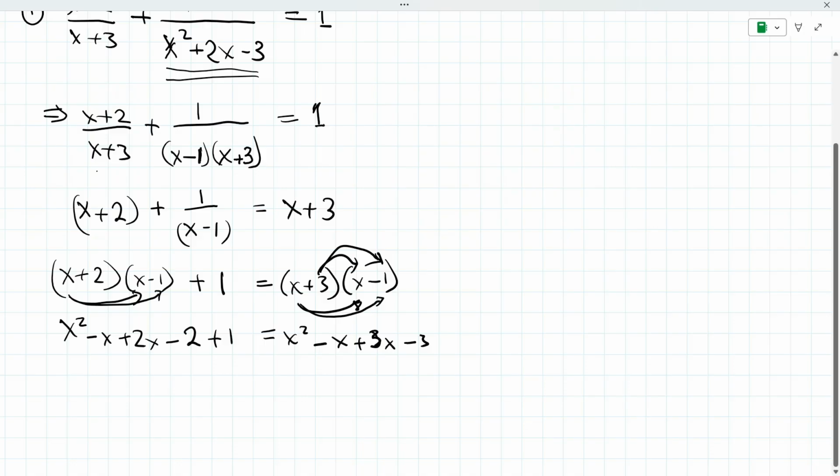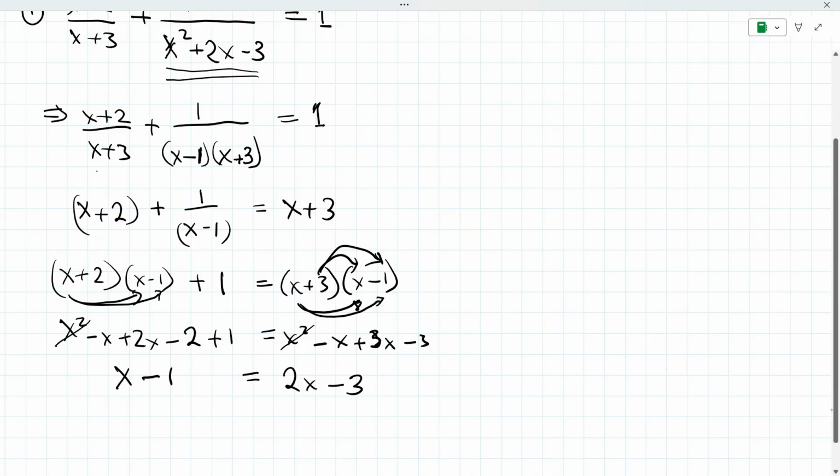So we then move on to simplify. Now we have x squared on the left-hand side and also x squared on the right-hand side. So those two can cancel out. And then minus x plus 2x will leave us with positive 1x. And then minus 2 plus 1 will leave us with minus 1. And this will equal minus x plus 3x, which will give us 2x, and then minus 3.